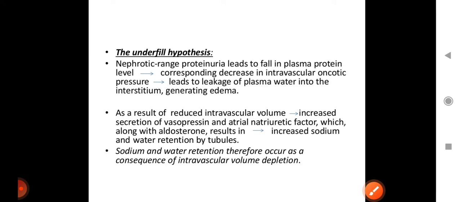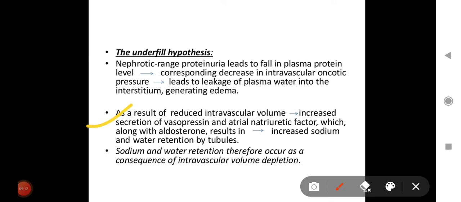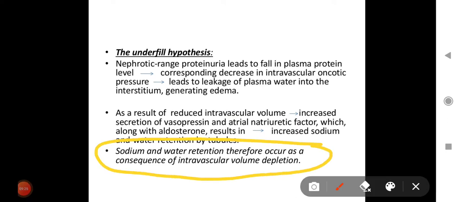So what does this lead to? This results in reduced intravascular volume, increased secretion of vasopressin and ANF, which along with aldosterone results in increased sodium and water retention by tubules. So sodium and water retention occurs as a consequence of intravascular volume depletion. What the underfill hypothesis is suggesting is that the final consequence of edema is sodium and water retention. Sodium and water retention happens, edema occurs. But why is sodium and water retention taking place? Because of intravascular volume depletion. Depletion means there is something underfilling. Intravascular volume is underfilled, intravascular spaces are underfilled.